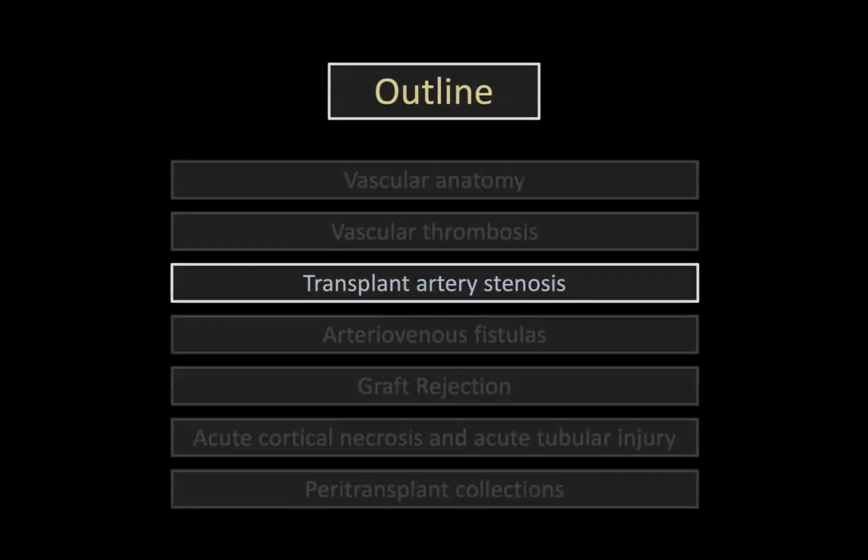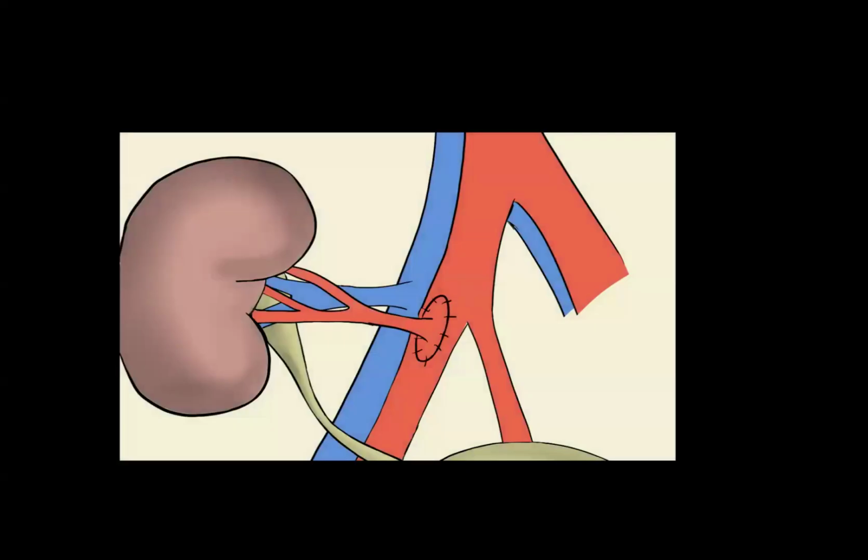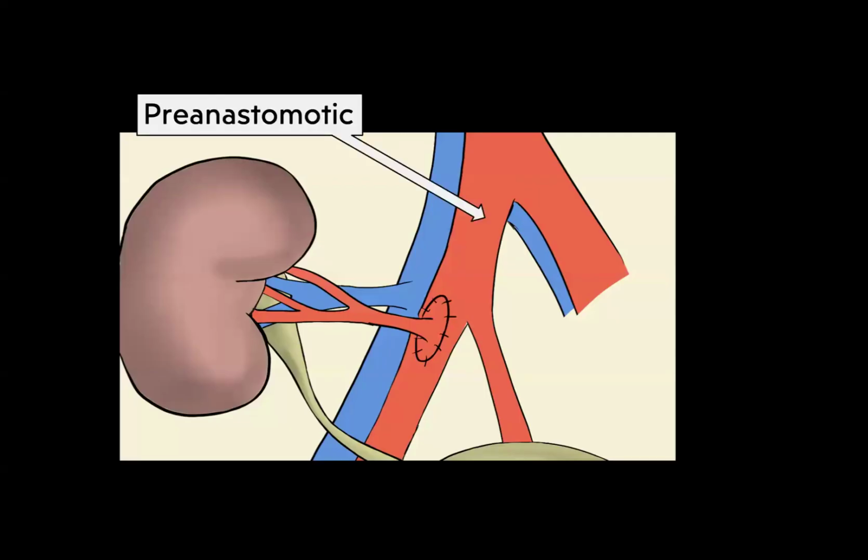Now let's talk about transplant renal artery stenosis. So transplant renal artery stenosis involves the inflow from the arterial side to the kidney graft being narrowed. And this can occur in a number of different locations. One of them could be pre-anastomotic, involving your iliac artery or even your aorta.